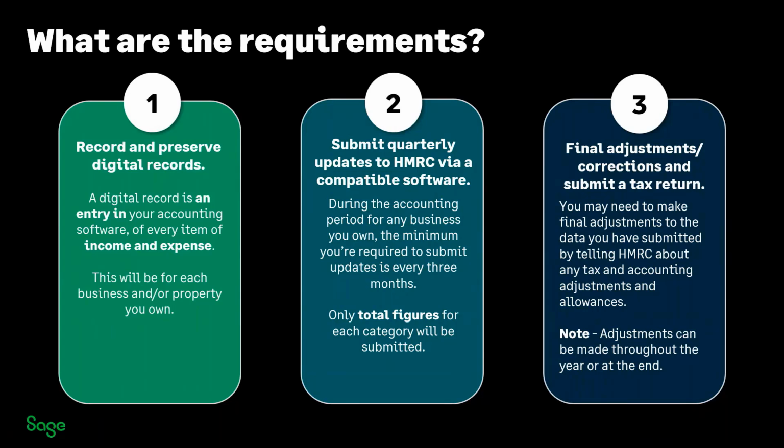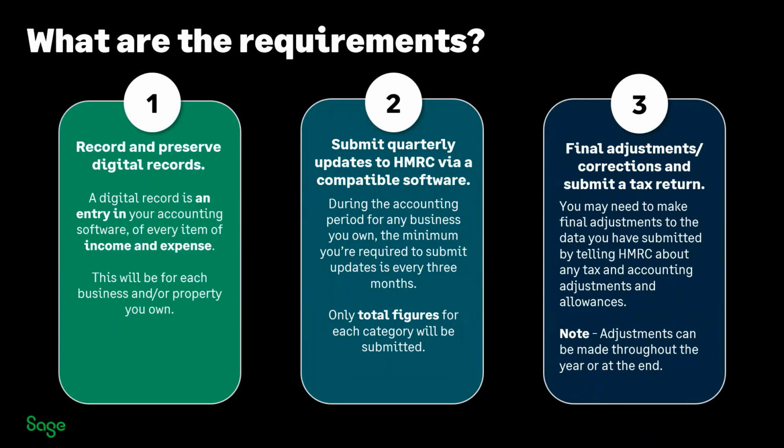Secondly, is the quarterly updates. These quarterly updates are just going to be totals for each category, which, if you have entered into the software already, then they will be calculated and added together for you. You're not actually sending HMRC transactional data.